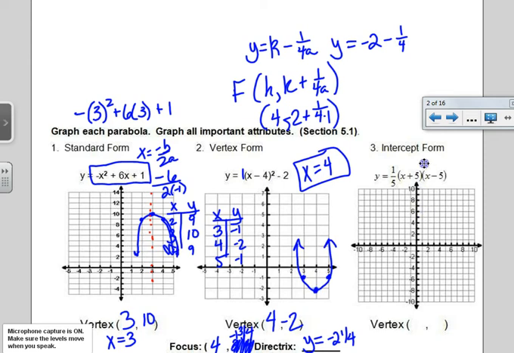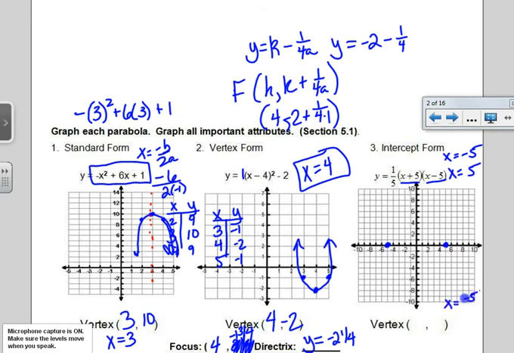All right, number 3. Intercept form means that you are factored, and you should be able to identify your two x-intercepts fairly quickly if it's already factored. So here we have a negative 5, and here you would have a positive 5. So I'm going to graph my two x-intercepts. That's where it crosses the x-axis.